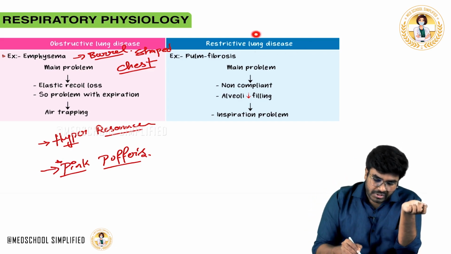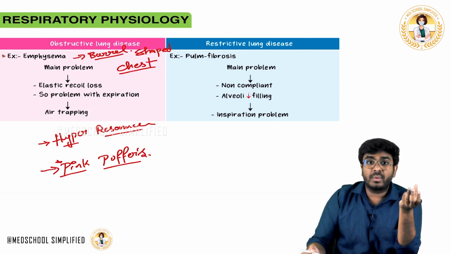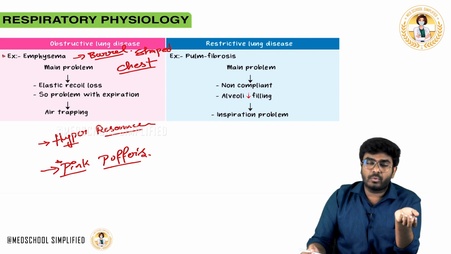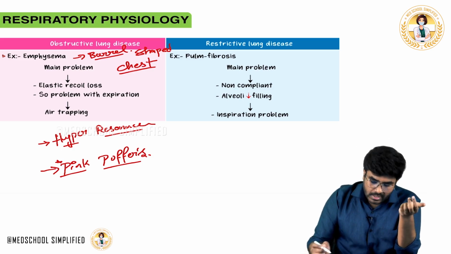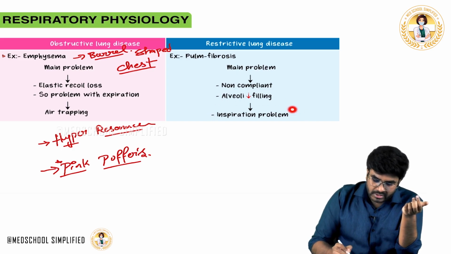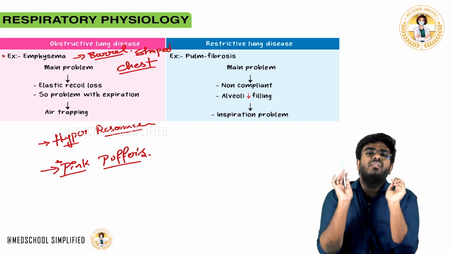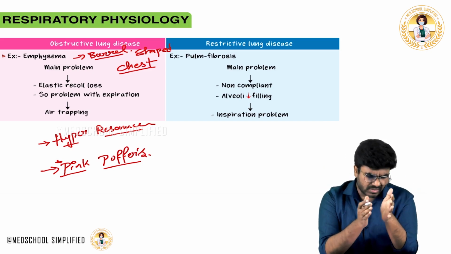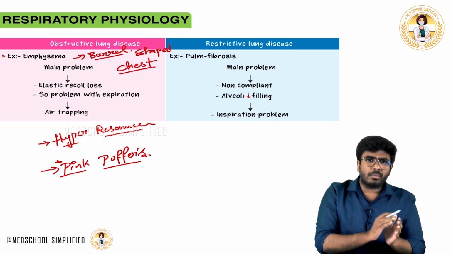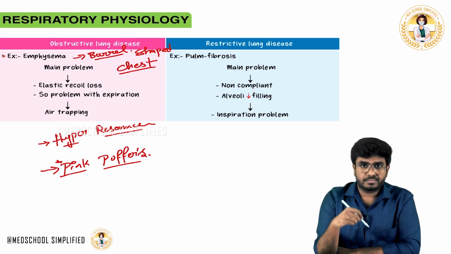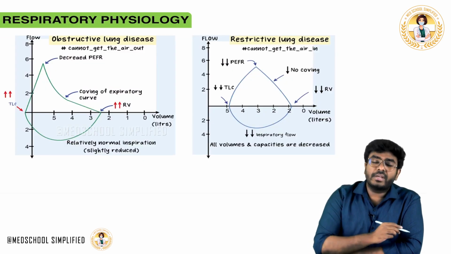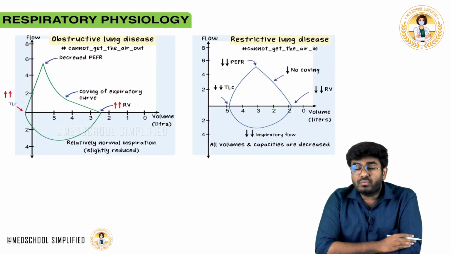So in restrictive lung disease, the pulmonary fibrosis example, the main problem is non-compliant, fibrotic alveoli. The lung is getting fibrotic, getting smaller in size, shrunken down because of the fibrosis. So there is decreased filling of the alveoli, so inspiration is the main problem. In this slide, what we have discussed is just the basic pathology. In obstructive lung diseases, the problem is with expiration, and in restrictive lung diseases, the main problem is with inspiration. Having said that, now please look at the flow volume loops, how they are affected in obstructive and restrictive lung disease.